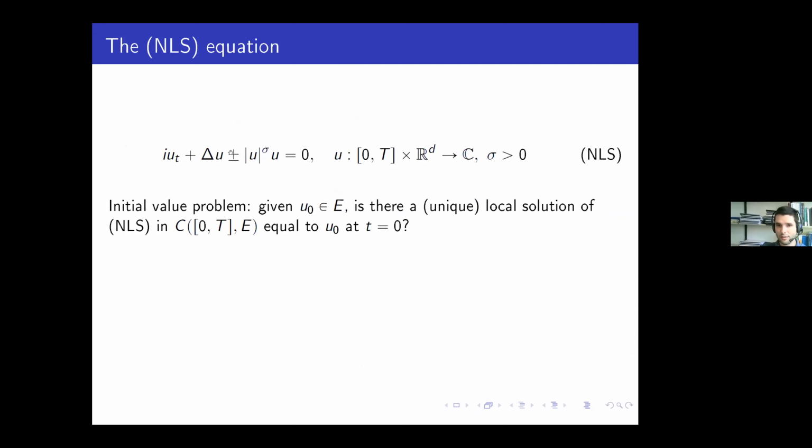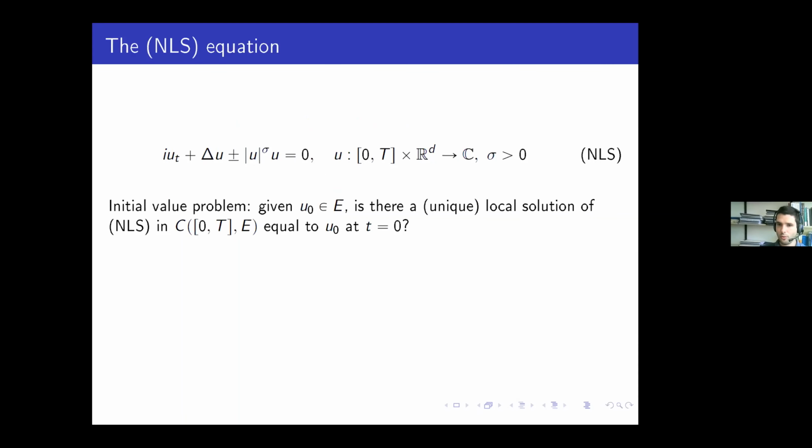Okay, there's a plus or minus sign which will be of relevance later. And now the problem is, given an initial condition in some Banach space, can you build a local solution with that initial data? Unique, and usually you also ask for continuous dependence, depending on your definition of well-posedness.